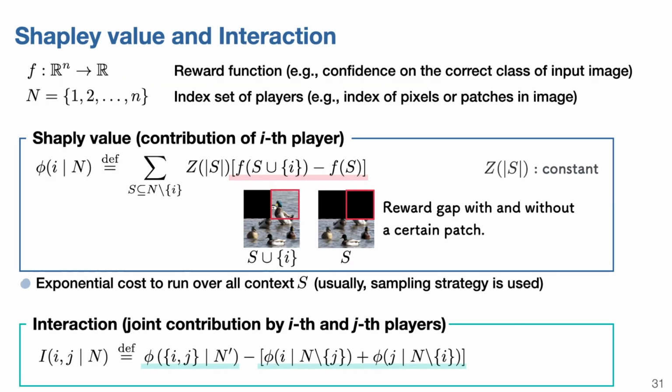Firstly, let me introduce the Shapley value and interaction. Roughly speaking, Shapley values measure the contributions of individual pixel on the model's input. We calculate the difference between the confidence score with pixel I included and without pixel I. Next, interactions measure the contributions of the cooperation between two pixels. In other words, it measures the synergy when two pixels are input together.